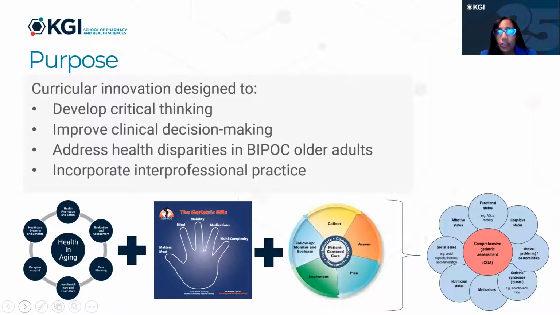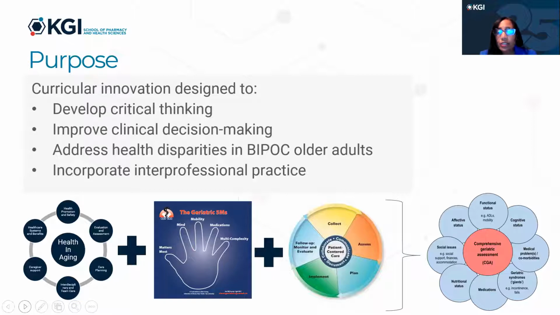The first model is from the American Geriatrics Society, Health and Aging, that has 6 domains identified as being essential for entry-level healthcare professionals to treat geriatric patients. The second model is the Geriatric 5 M's model, used in medical schools in Canada and in the United States of America, that focuses on what matters most: mind, mobility, medications, and multi-complexity.